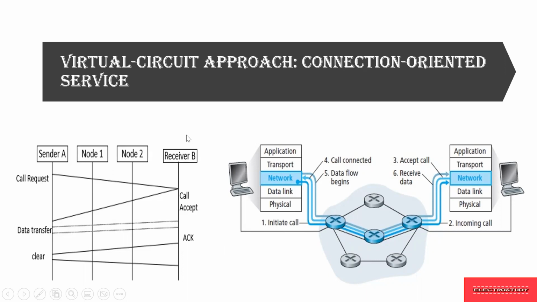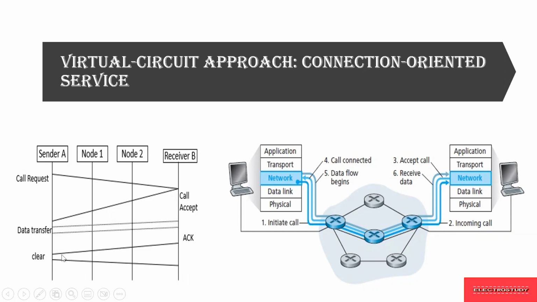Node 1 and node 2 are the intermediate nodes between the sender and the receiver. So the data will be transferred by connecting the nodes virtually. After transmitting the data, an acknowledgement signal will be sent by the receiver saying that the message or data has been received. After that, a clear signal will be sent if the user wants to terminate the connection.